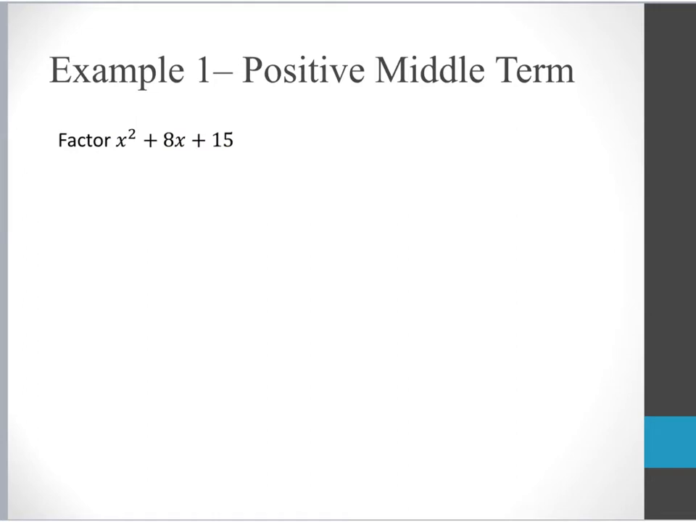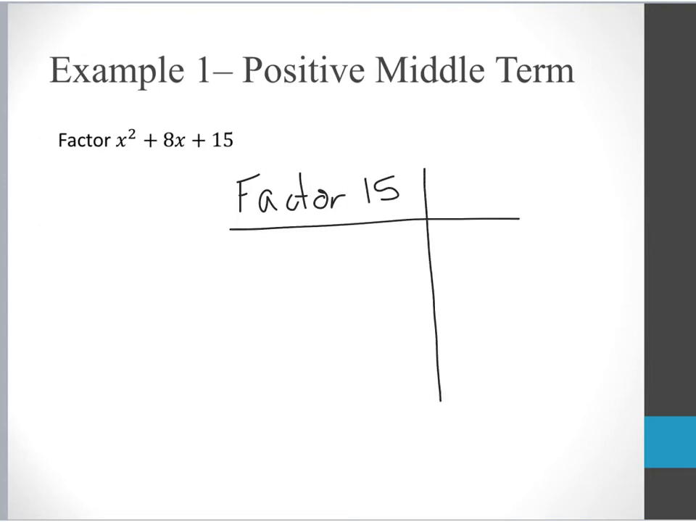So example 1, and notice it says positive middle terms, okay? So with this type of problem, we have a positive middle term and a positive c value. So when I go to factor this, what I want to do is find factors of 15, which we just worked out, and I'm going to create a table. So my table says factors of 15, and then I want to know what their sums are.